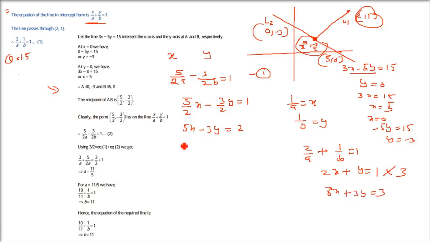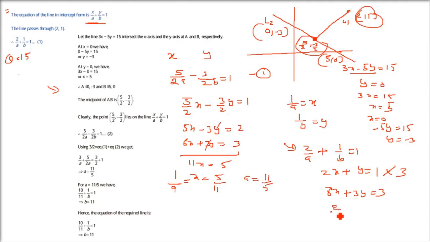Okay, (2, 1) is lying on the line which we just made. So there are 2 equations. Solve them. When you solve these 2 equations, you get x as 5 by 11. You took it as 1 by a, so a will be 11 by 5. Now put this a, 11 by 5, in the equation 2 by a plus 1 by b equals 1. So 2 by a, 11 by 5, 5 goes up, plus 1 by b equals 1. You solve it, b will be 11.